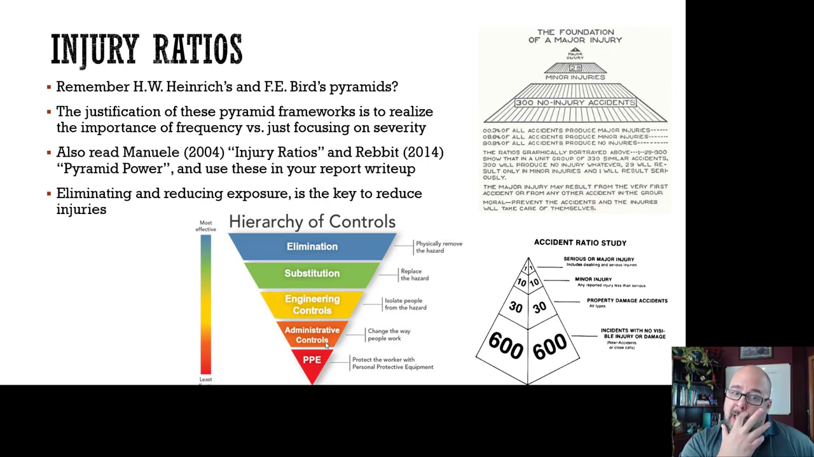Definitely read the articles that I've posted for you. They get into injury ratios and the pyramid power. I really like Revitt's paper. It really breaks down what I'm talking about. So definitely read those. That'll help with your writing of the memo. You'll be able to refer to literature.